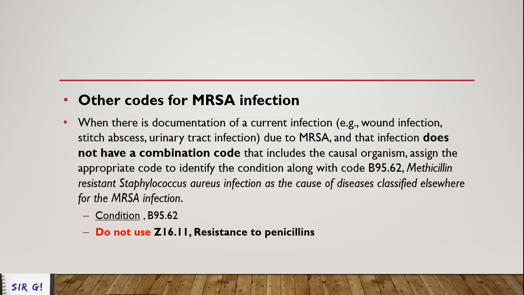As we discussed in the general coding guidelines, you can only use a combination code if it fully describes the whole scenario. But if it doesn't describe the whole scenario, you have no choice. You need to code an additional code to fully describe the entire visit or the entire scenario.